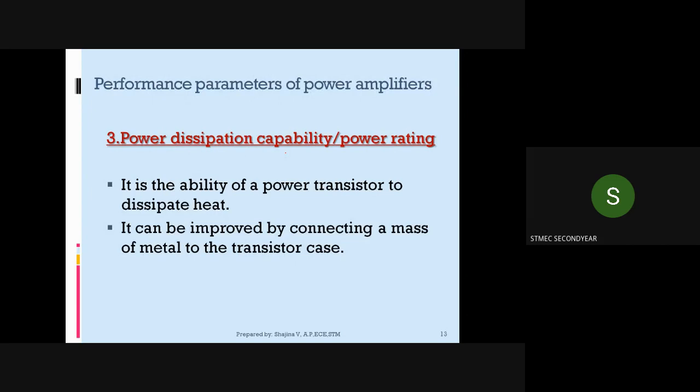That is, for the power amplifier, we have discussed the classification: class A, class AB, class C, class B. These are the main classification of power amplifier. You have to note the conduction angle and the operating point. Then performance parameters, circuit efficiency, that is conversion efficiency. That is the DC to AC conversion efficiency defines the efficiency of the circuit. Then distortion, then power dissipation capability. These are the main performance parameters of power amplifiers.